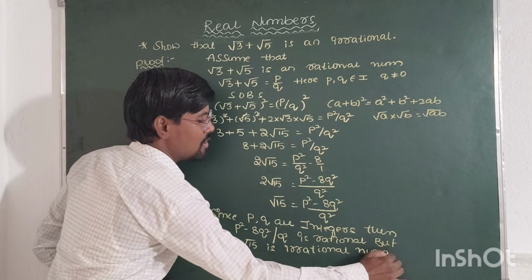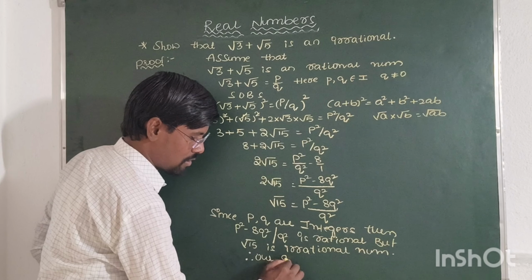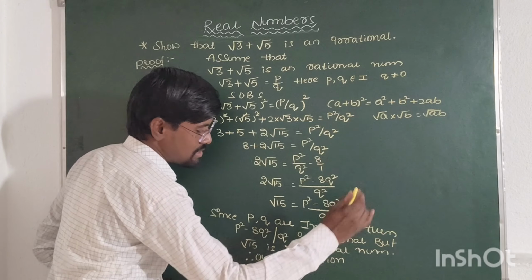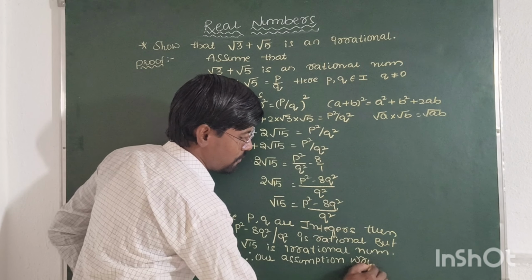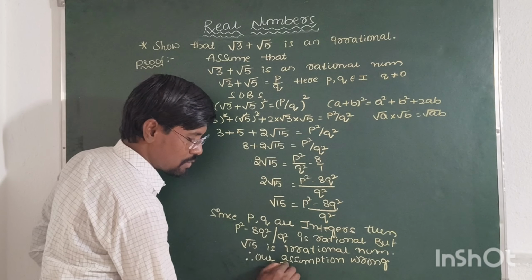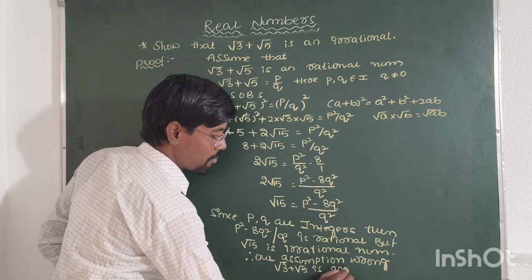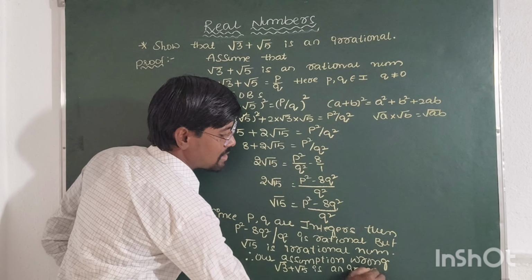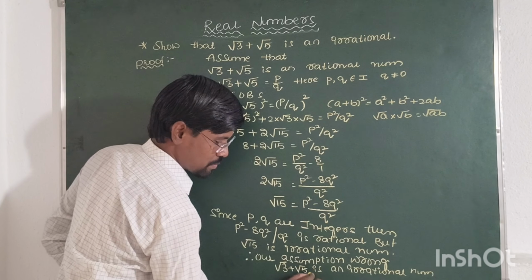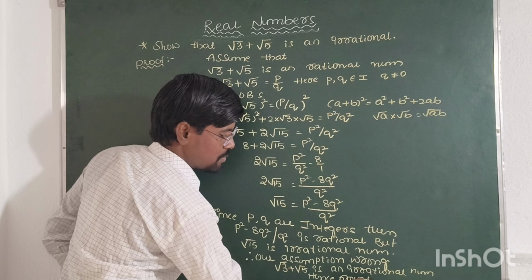Therefore, what will we say? Therefore, our assumption is wrong. What was our assumption? We assumed root 3 plus root 5 is rational. That is wrong. If root 3 plus root 5 being rational is wrong, then which one is correct? Root 3 plus root 5 is an irrational number. Hence proved.